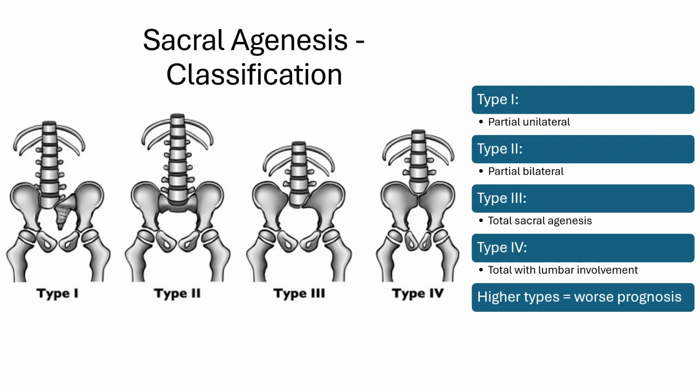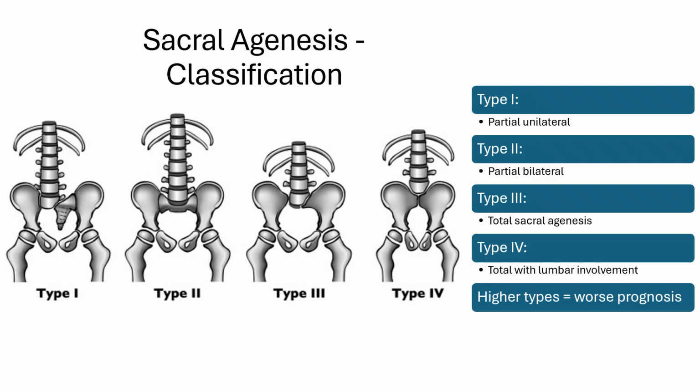Type 2 involves partial bilateral absence, where both sides of the sacrum are affected, but some sacral elements remain present. This creates more symmetric but still significant structural compromise. Type 3 represents total sacral agenesis, where the entire sacrum is absent, creating complete loss of the foundation that normally connects the spine to the pelvis. This represents a quantum leap in severity because it eliminates the normal structural continuity between the axial skeleton and the lower extremities. Type 4 extends the absence to include lumbar vertebrae as well, creating lumbosacral agenesis with even more profound implications.